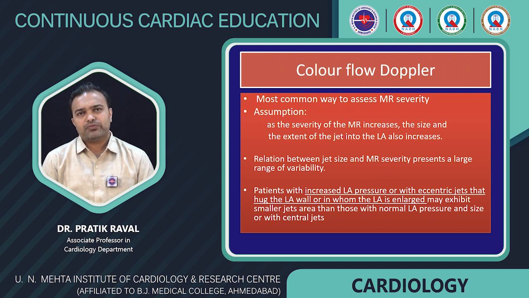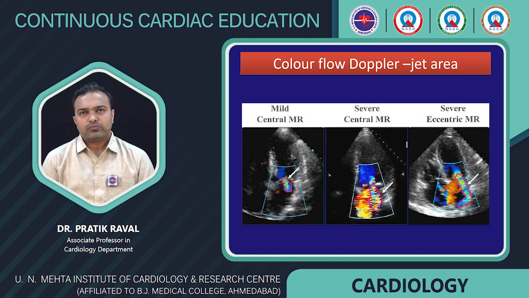For example, in patients with increased LA pressure and in those patients with eccentric jets which hug the LA wall, or in patients with hugely dilated LA, these patients may exhibit smaller jet areas despite severe MR. As we can see here, patients with eccentric MR can have very small area compared to the central MR despite the MR being very severe.